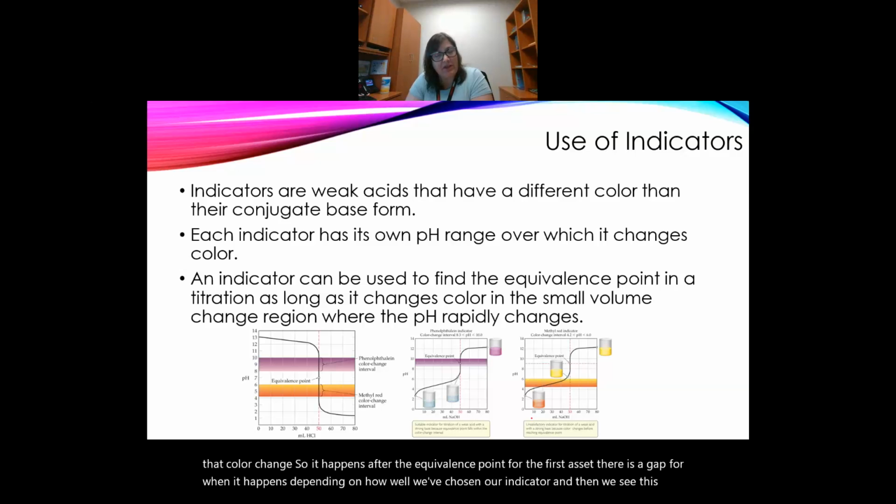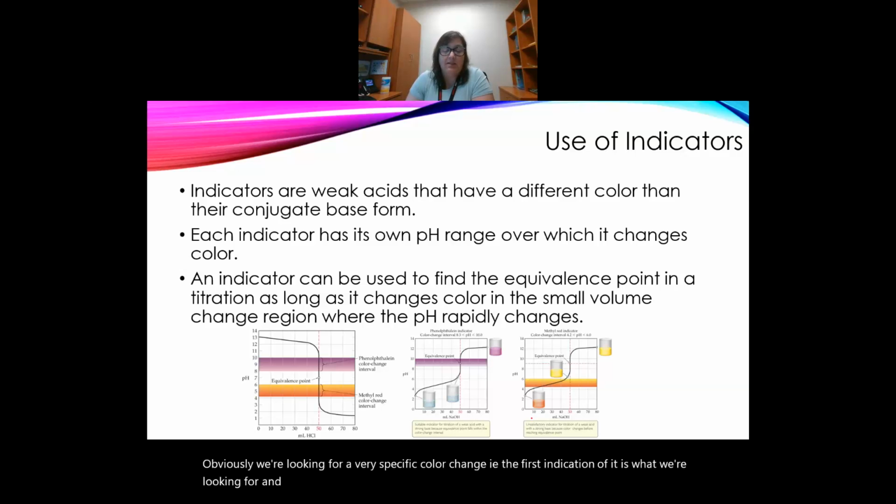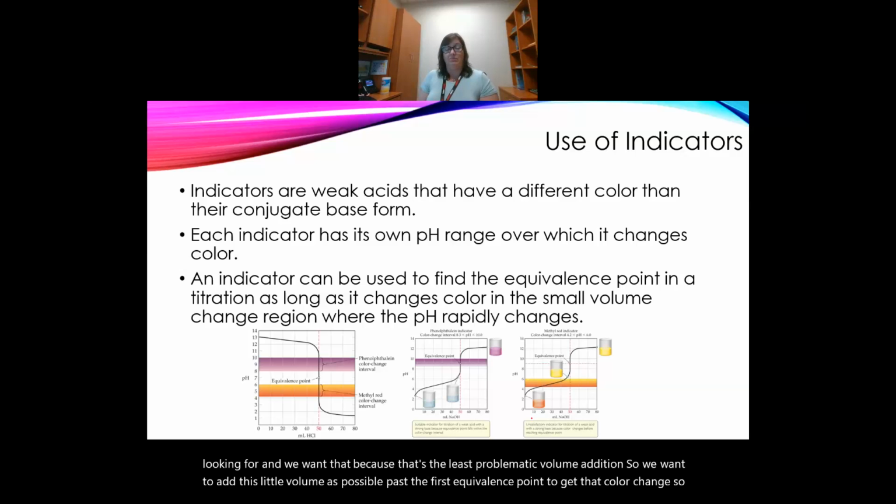Obviously, we're looking for a very specific color change, i.e. the first indication of it. We want that because it's the least problematic volume addition. We want to add as little volume as possible past the first equivalence point to get that color change, so that we can minimize the error. We call that a titration error. It's the difference between the equivalence point and the end point, which is what we detect with the indicator.